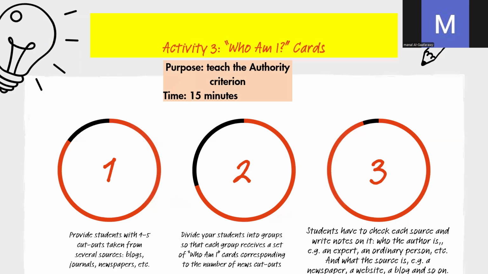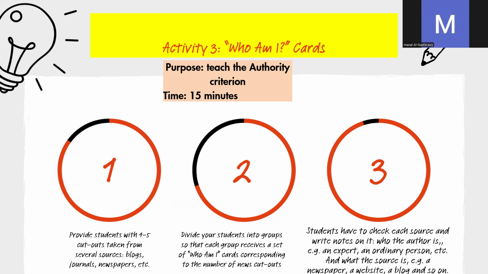Okay, and this brings us to activity number 3, which is Who Am I cards. And the purpose of this activity is to teach students the authority criterion. First, you provide students with 4 to 5 cutouts taken from several sources, blogs, journals, newspapers, books, and so on. And then you divide the students into groups so that each group receives a set of Who Am I cards corresponding to the number of the news cutouts.